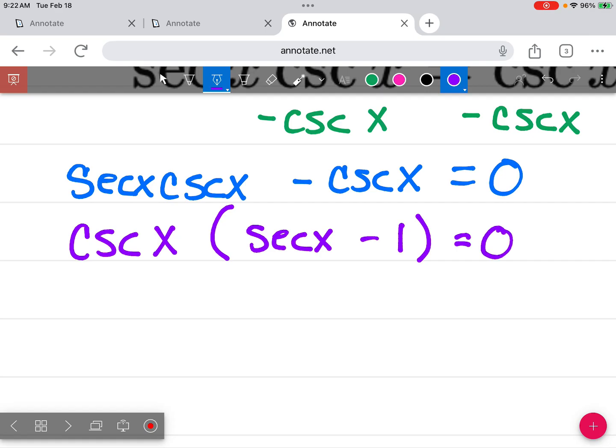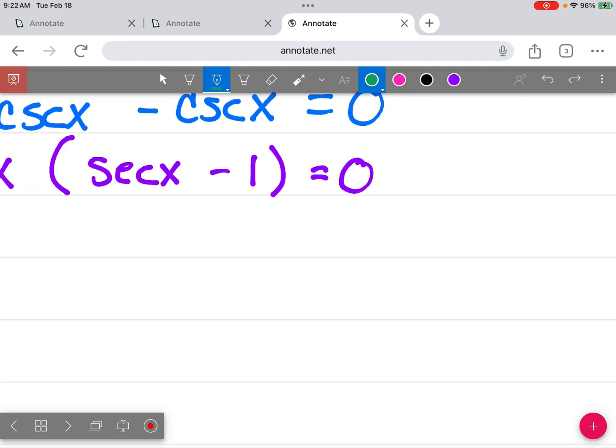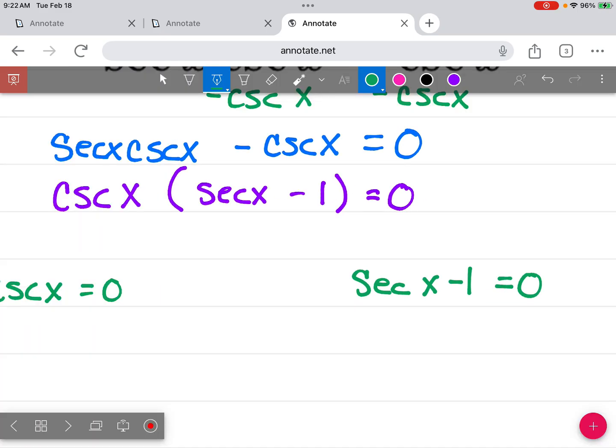And now it looks an awful lot like a factored form situation, which is exactly how we treat this. So we want to know when is cosecant of x going to equal 0, and when is secant of x minus 1 going to equal 0. When we have two factors, this is using one of those fundamental theorems of algebra. Since I have two pieces that multiply to make 0, either cosecant equals 0 or secant x minus 1 equals 0. One of those two chunks has to equal 0 for the product to be 0.